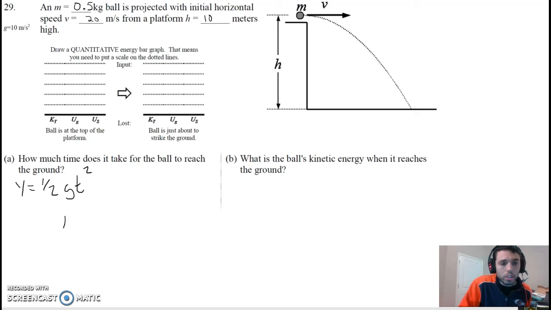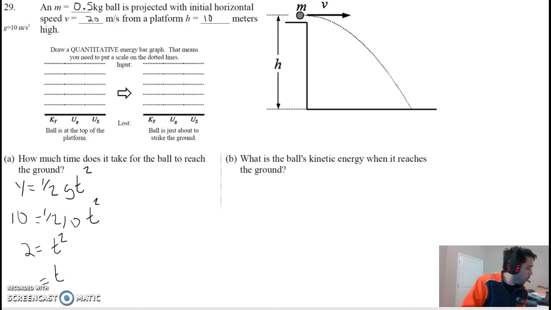So, let's see, g is 10, 1/2 of that, t squared, and that's going to equal, how high up are we? We're 10 meters high. Plug in a 10 for y, and we're just going to solve for t. Half of 10 is 5, divided both sides by 5, we get 2 equals t squared. Square root of 2 is, I think, 1.41. Let me make sure. Yep, 1.41. So our time will be 1.41 seconds.